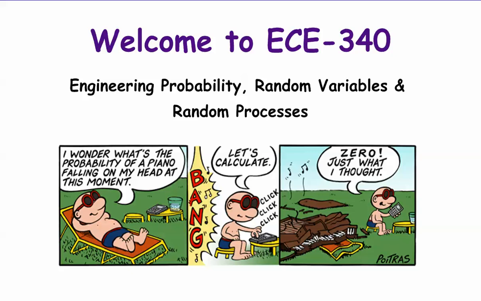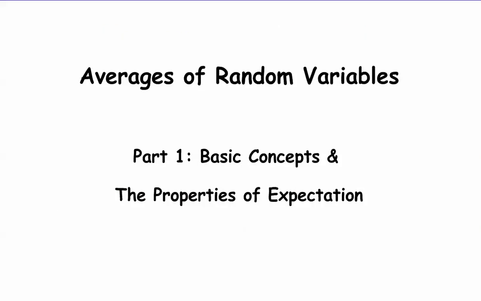Today we're going to be looking at the averages of random variables. This is actually going to be the first part of a two-part series. Today we're going to look at basic concepts and the properties of expectations. Turns out that there are several different interesting ways that we might average a random variable. The most common and one you might be familiar with is the mean. So let's look at that first.